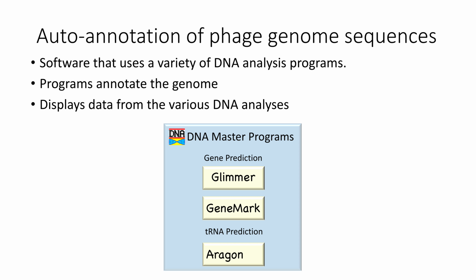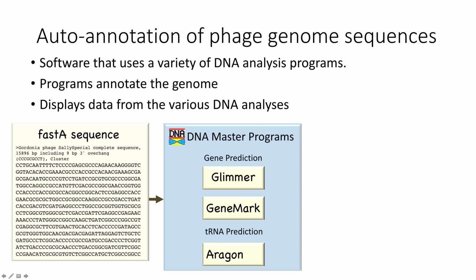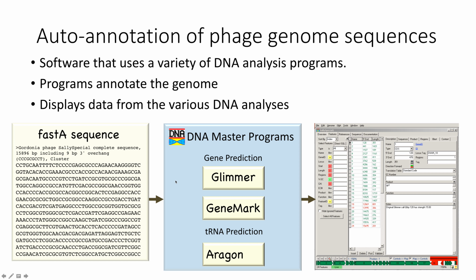Now, both of these do the same thing, but they're using different algorithms. So sometimes Glimmer and GeneMark will agree on gene prediction, and sometimes they predict genes differently. The third program is a tRNA prediction program called Aragorn. So we begin with the FASTA file, which you download from PhagesDB. This is imported into DNA Master.